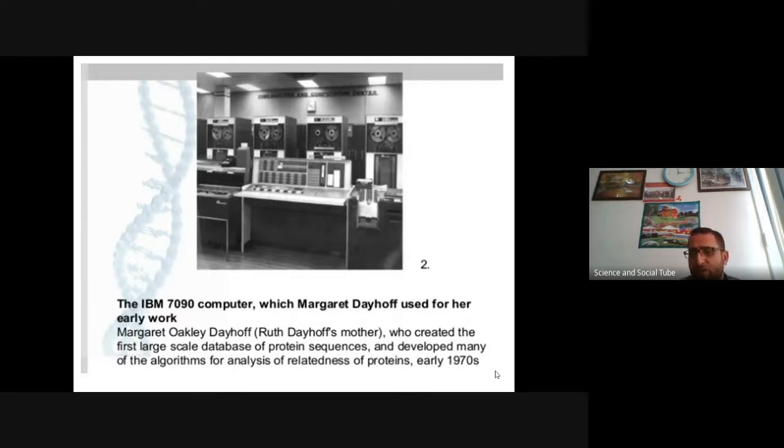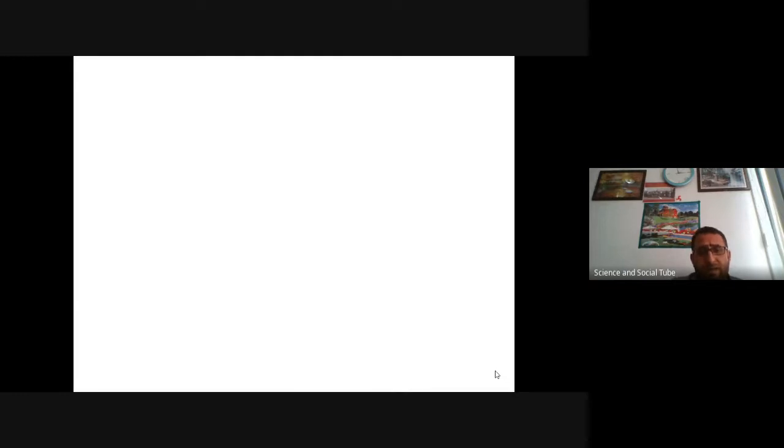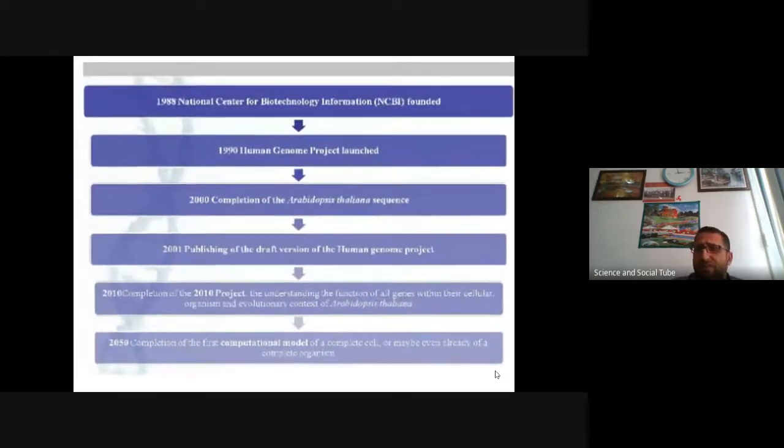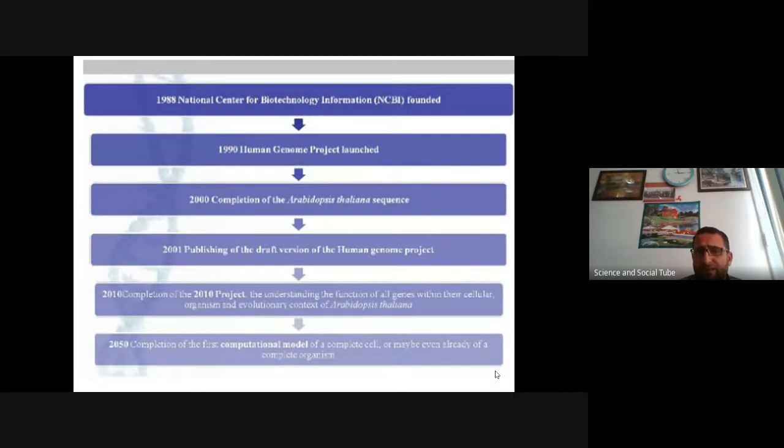And now today, these small computers, a lot of high-throughput computers are available for data analysis. So things are going on. Then in 1988, NCBI, the well-known database for biological systems, was developed by the National Institutes of Health, America. Okay, then the Human Genome Project started in the 1990s.